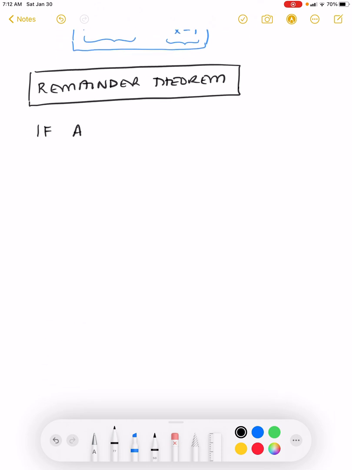If a polynomial f of x is divided by x minus a, okay? It could be x plus a, it could be x minus a. It's basically saying that it's being divided by a binomial that's in the form of something that we can use synthetic division for, okay?